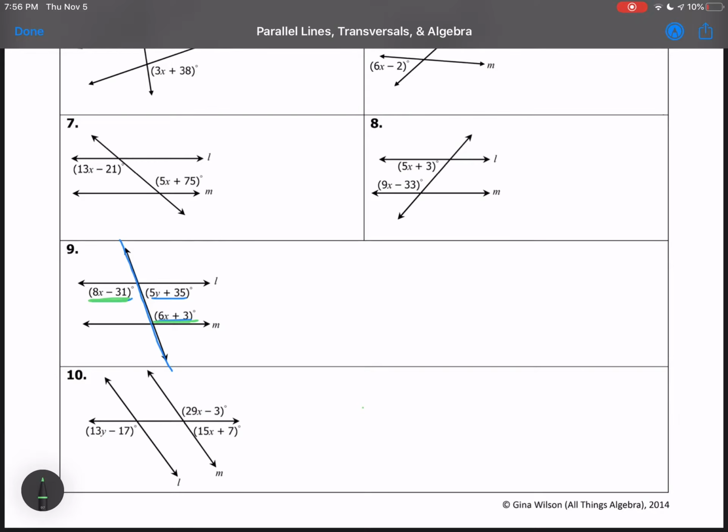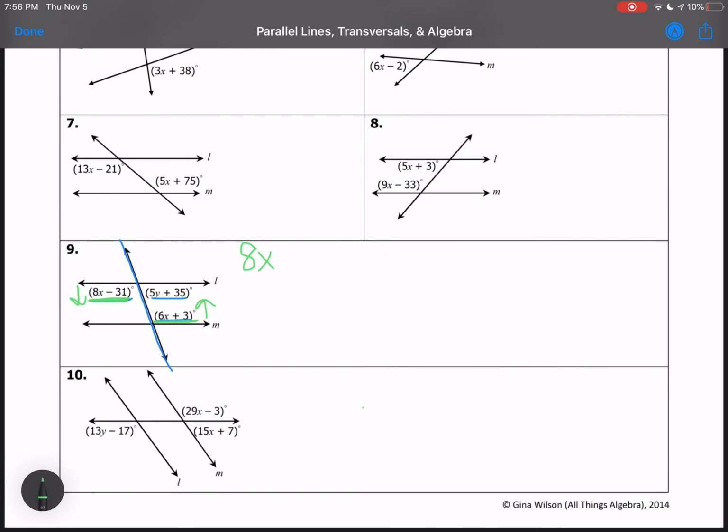So these are both on opposite or alternate sides of my transversal. They are interior because they are inside my two parallel lines and they are non-adjacent. So these are going to be alternate interior angles. And yesterday we learned that alternate interior angles are going to be congruent. They lie in parallel lines. So if these two angle measures are congruent, I'm going to set these equal.